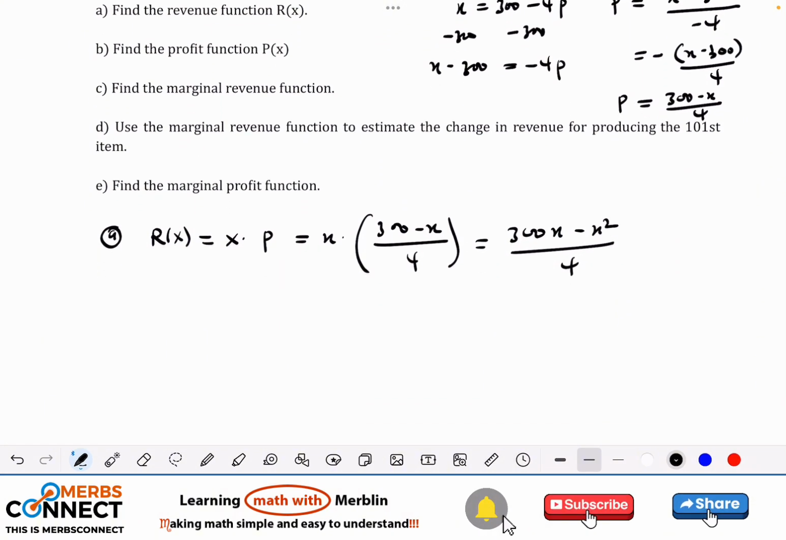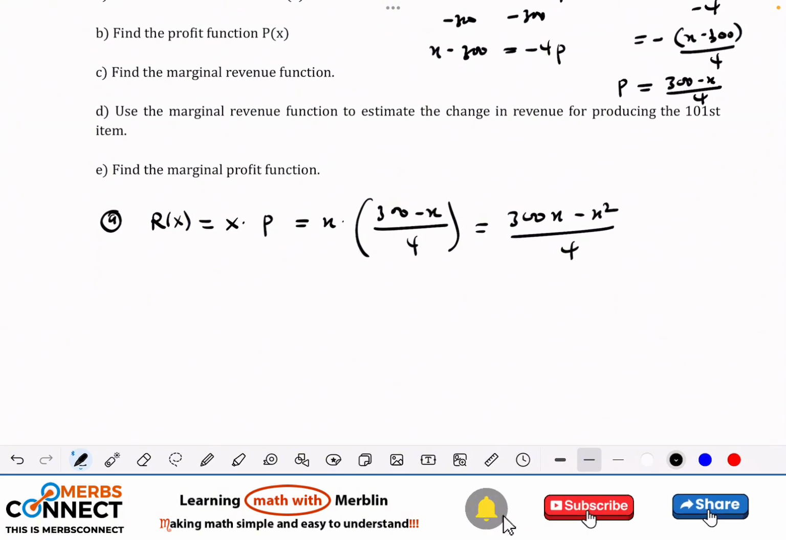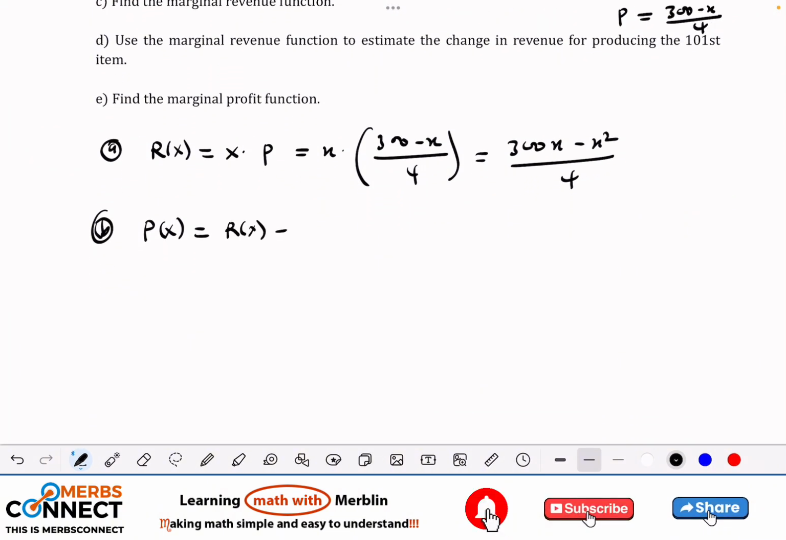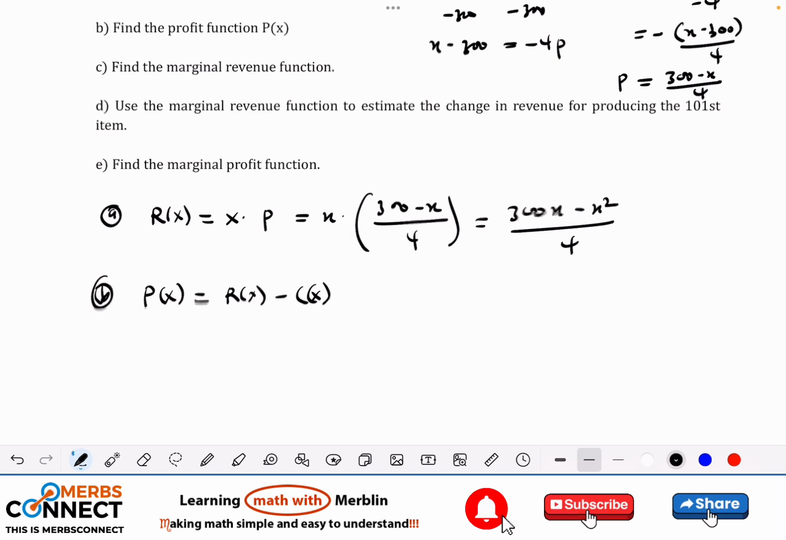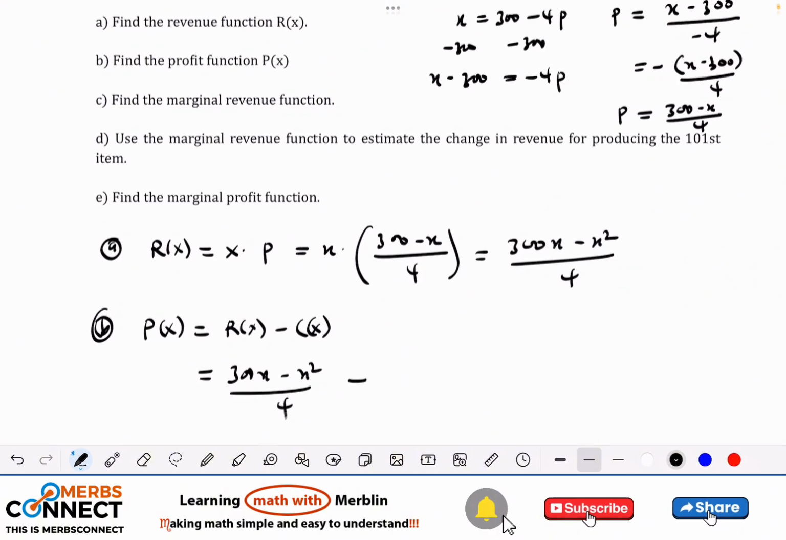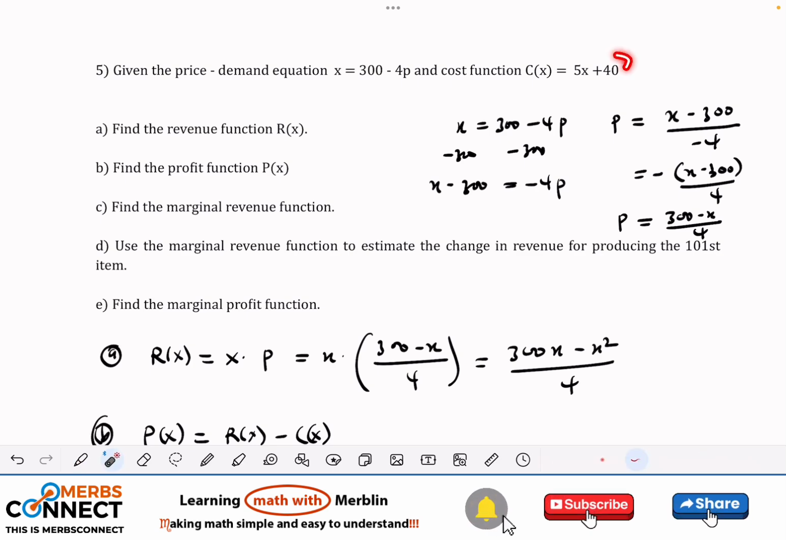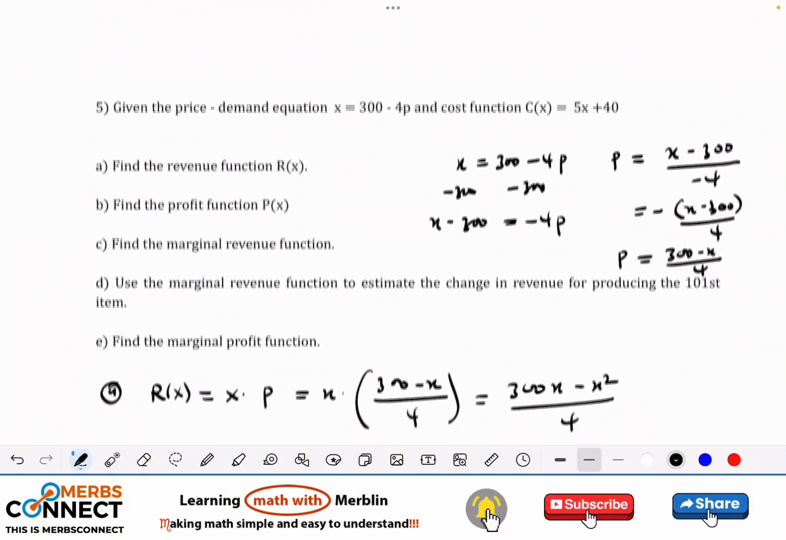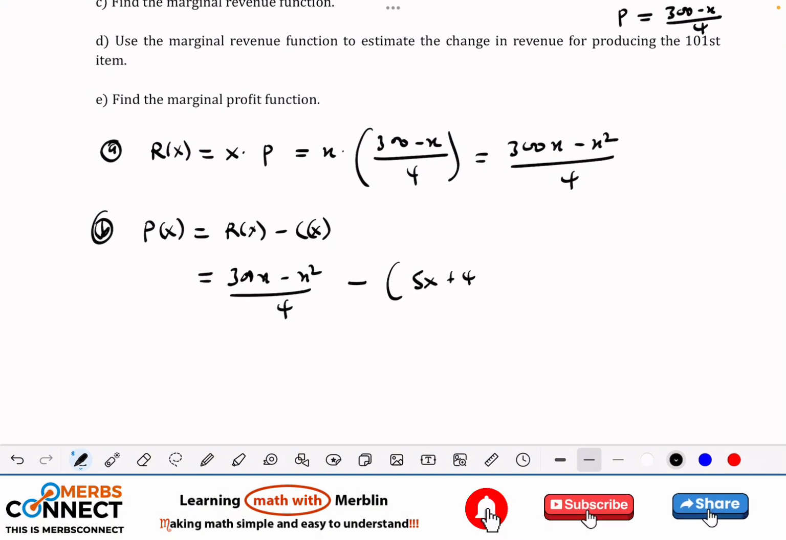B. Find the profit function. So here we want to find the profit function. So we know that profit is equal to revenue minus cost. So if profit is equal to revenue minus cost, what is revenue? This was the revenue function, right? So we have 300x minus x squared divided by 4 minus, do we have cost? Good, we have cost. So this is the cost here. We are fortunate. So I'll put it in parentheses, 5x plus 40.